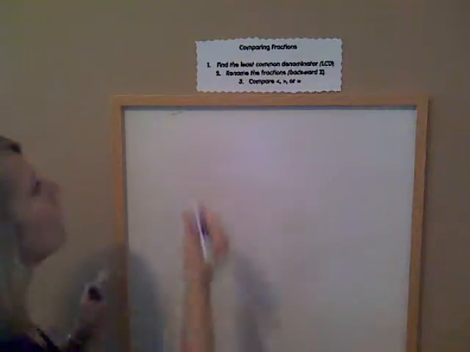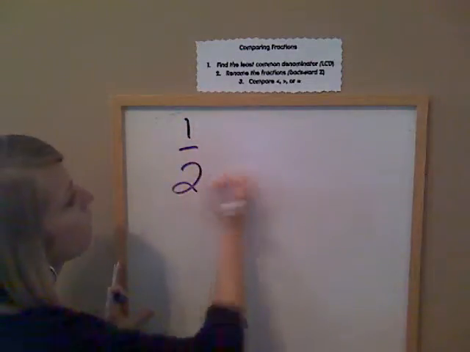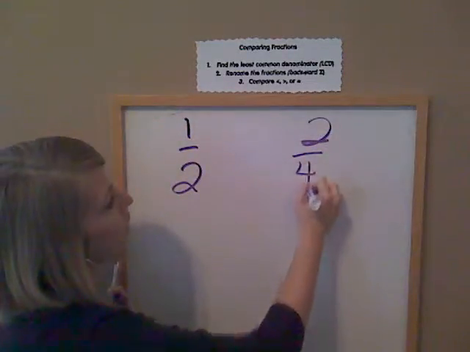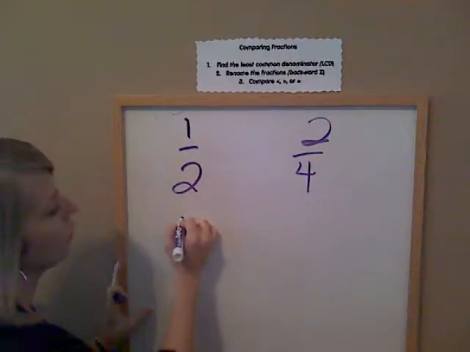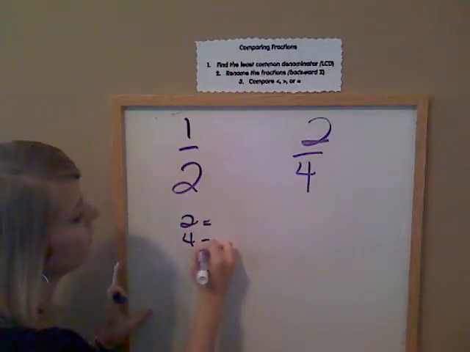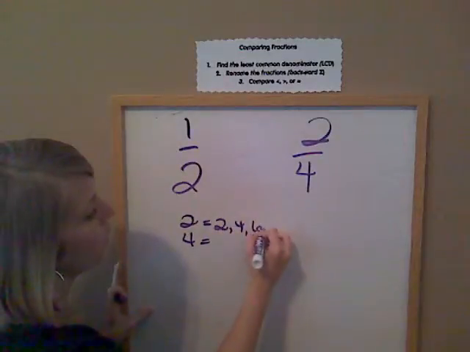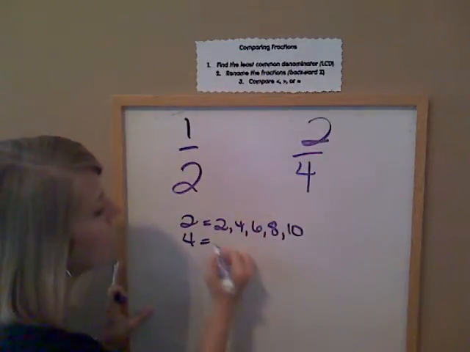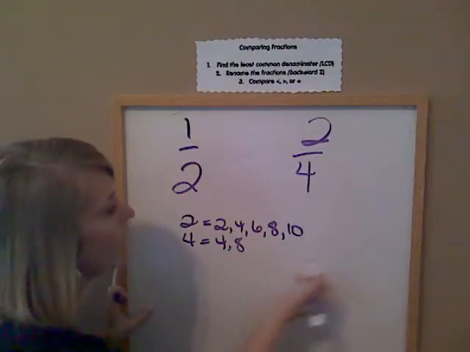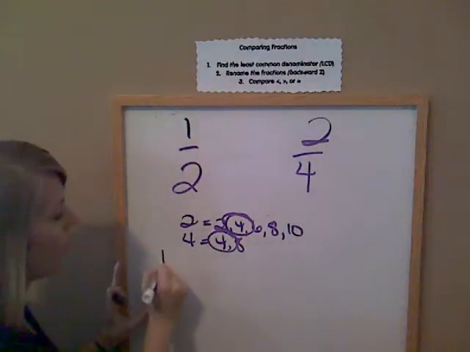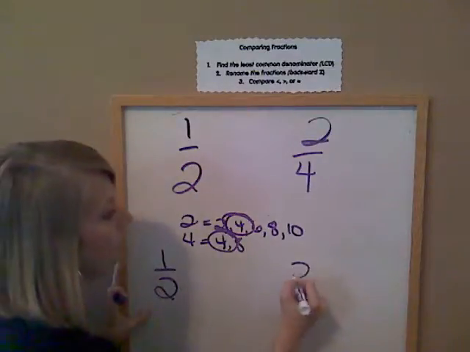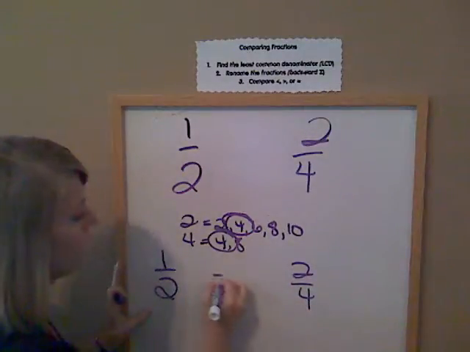Okay. So one last one. 1/2 and 2/4. This one's pretty easy, but I have a reason for going through this one. Taking our two denominators. We have 2, 4, 6, 8, and 10. We have 4, 8, and we could continue, but we don't need to because we can easily see that 4 will be our denominator. So we have 1/2 and 2/4.